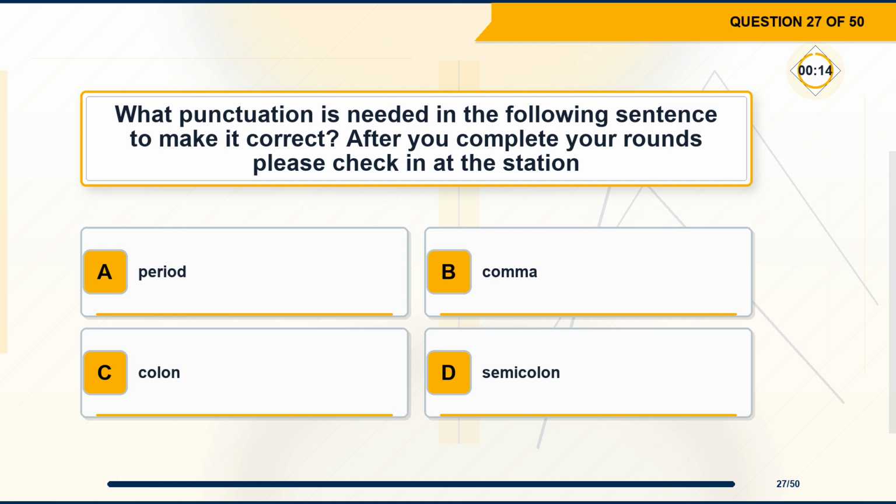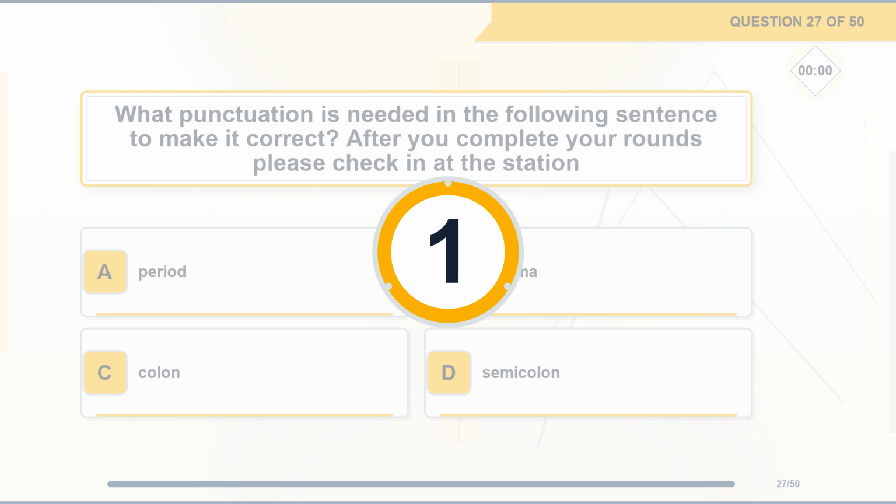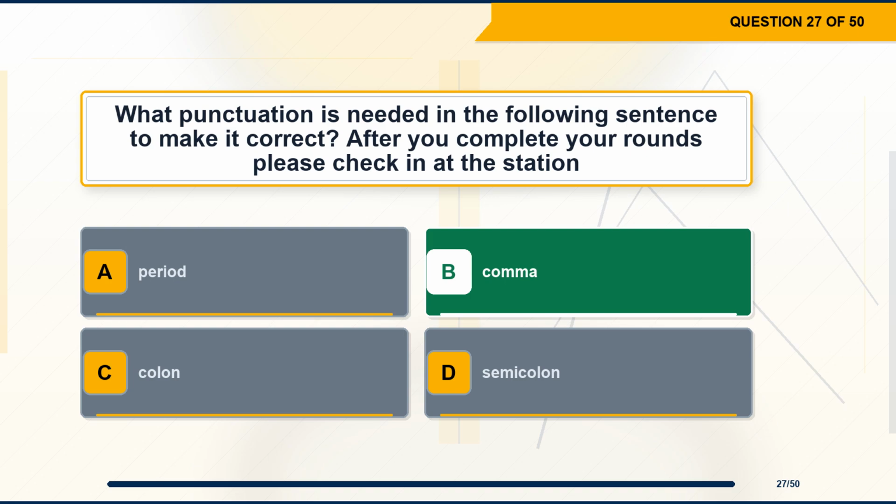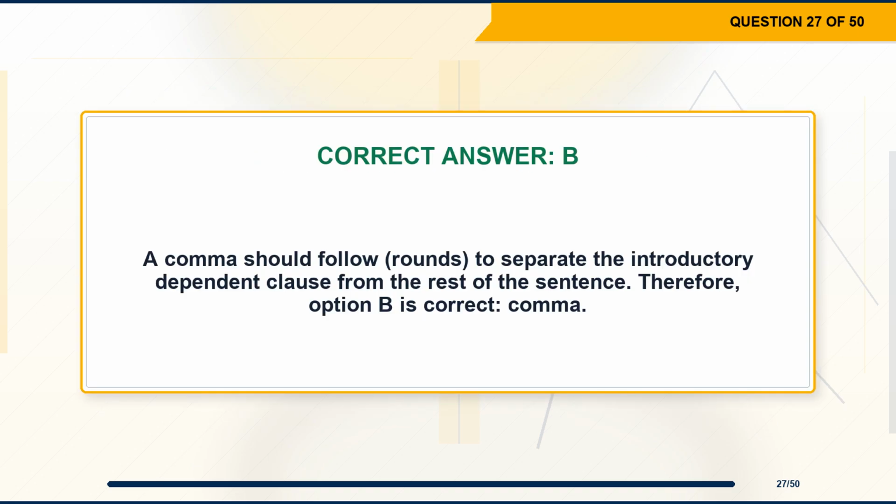Question 27. What punctuation is needed in the following sentence to make it correct? After you complete your rounds, please check in at the station. Option A, period. Option B, comma. Option C, colon. Option D, semicolon. The correct answer is option B, comma. Explanation. A comma should follow rounds to separate the introductory dependent clause from the rest of the sentence. Therefore, option B is correct, comma.